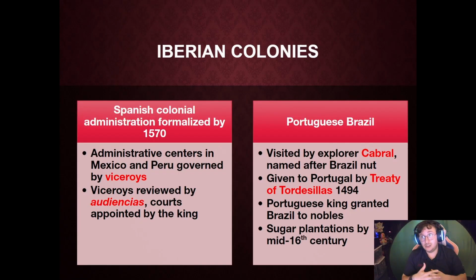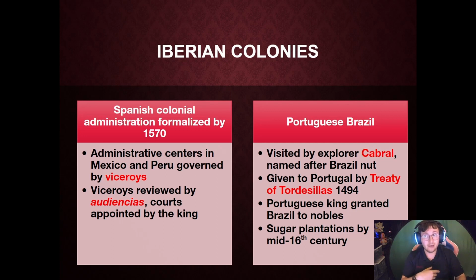Now, Spanish colonial administration is formalized by 1570. We have administrative centers in Peru and Mexico governed by viceroys. And then the viceroys are reviewed by audiencias, or courts, who are appointed by the king. So the king is going to appoint a viceroy. That viceroy has control over an area. And then you have an audiencia who only answers to the king, who's going to monitor and check that viceroy and make sure they're not abusing the natives and abusing their power.